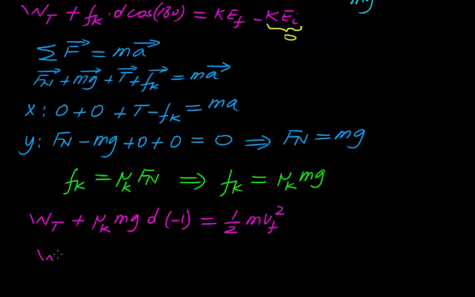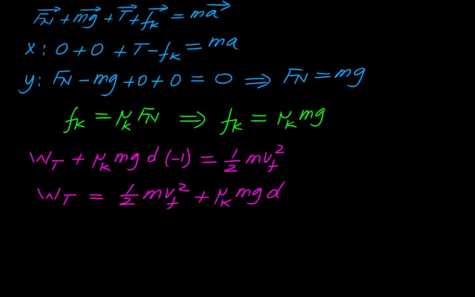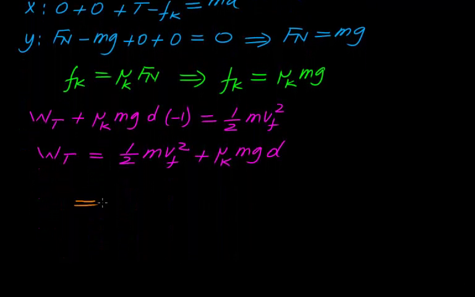Isolating the work done by the tension, we obtain 1/2 mv final squared. When we move the mu k mg d to the opposite side of the equation, it becomes positive. Therefore, positive mu k mg times the displacement d. Solving for the work done by the tension, we obtain 370 joules.